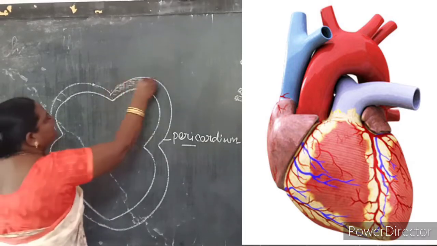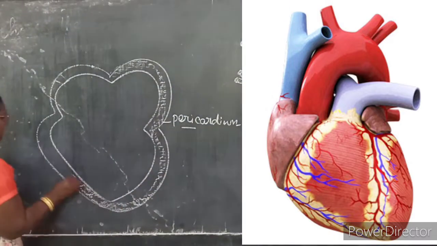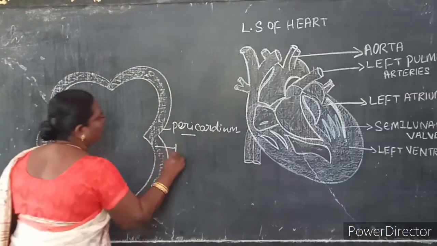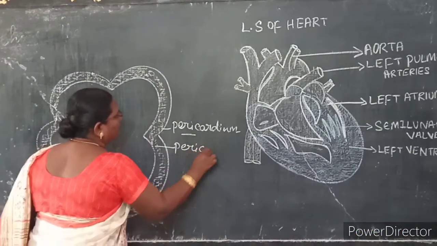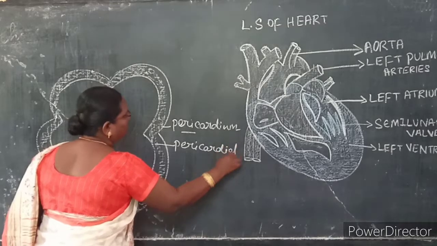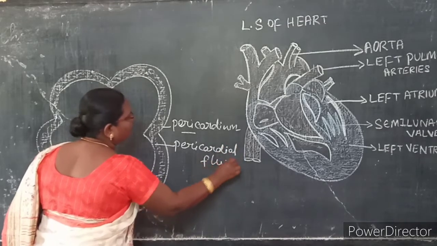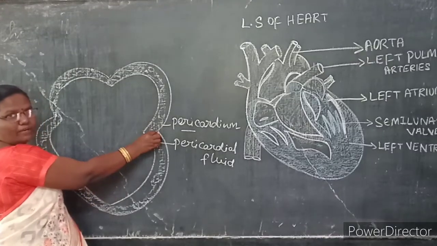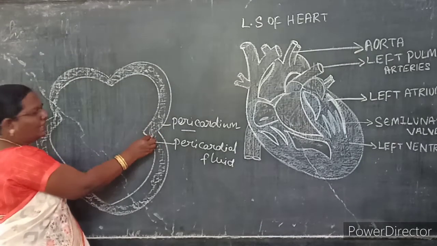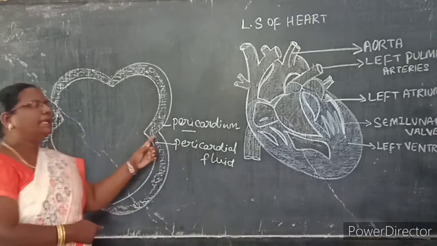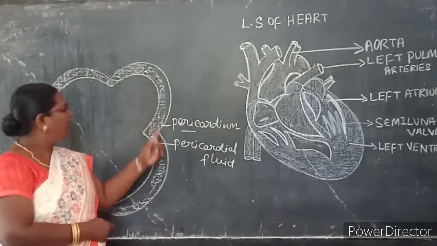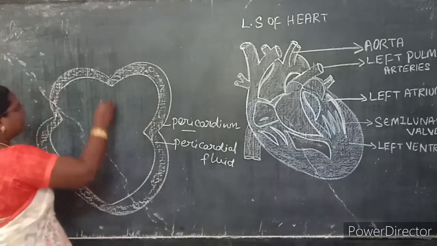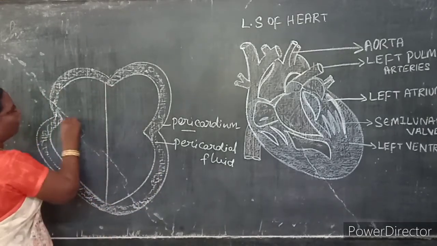The pericardium is filled with fluid. That is known as pericardial fluid. The space between the pericardium, which is a double-walled membrane, is known as the pericardial space. It is filled with the fluid, known as pericardial fluid.